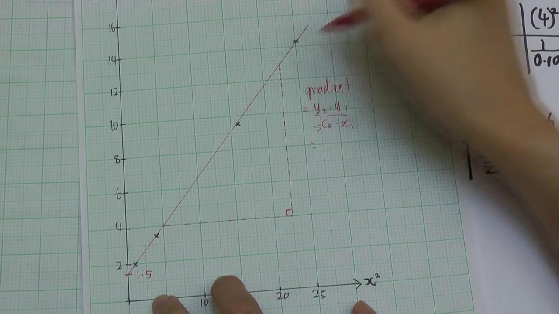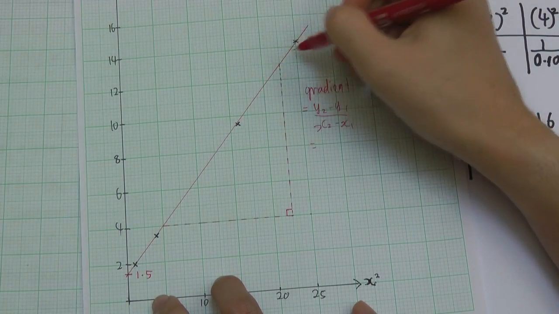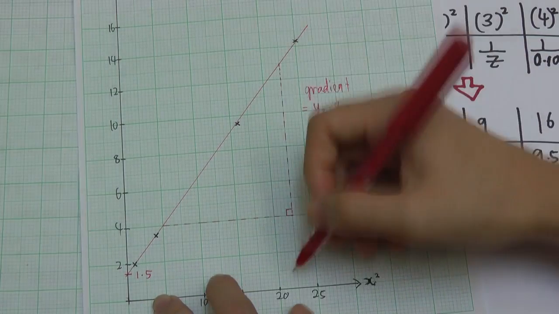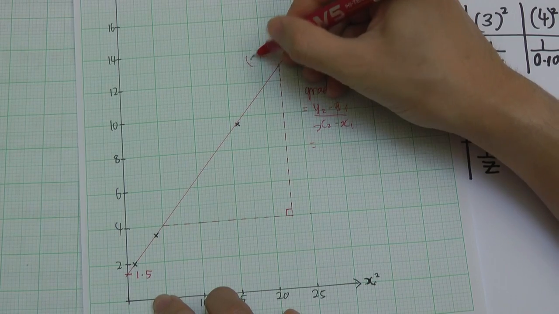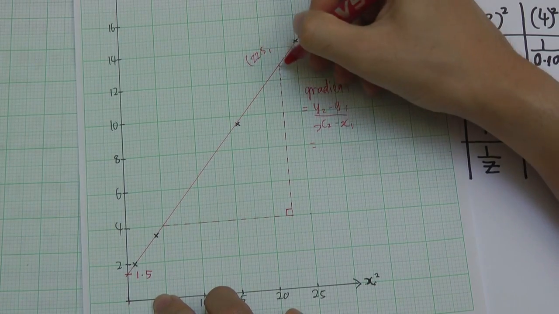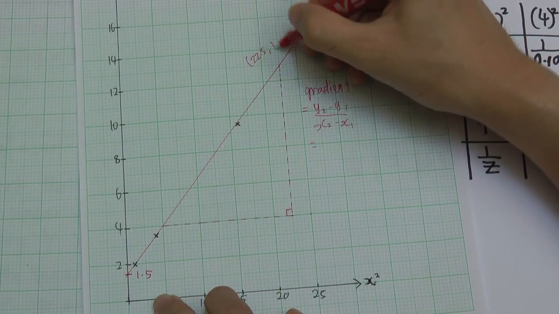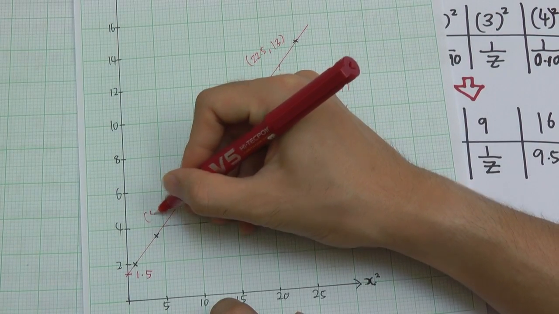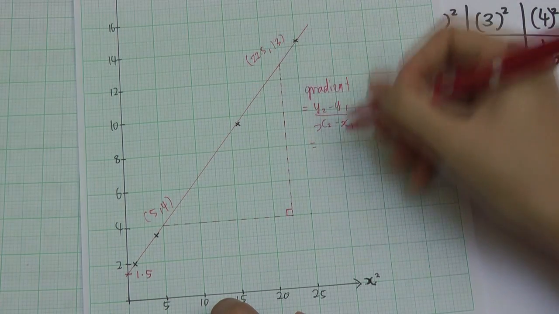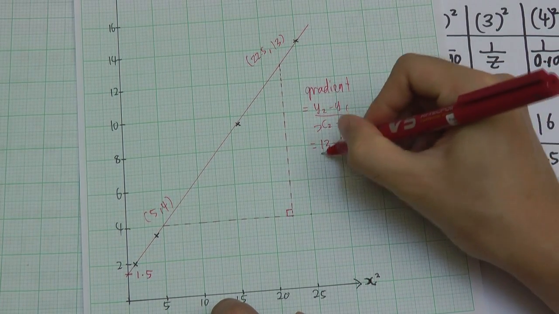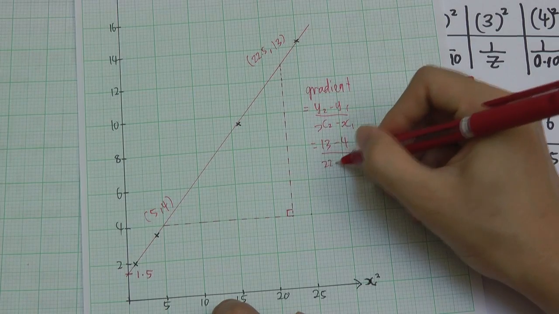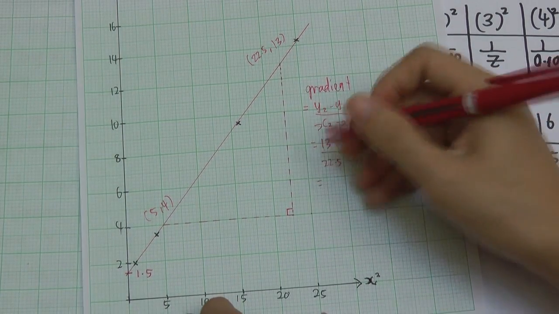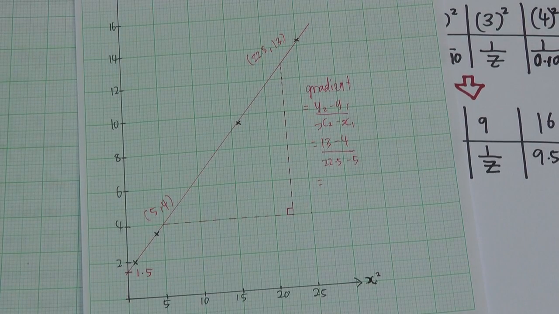Of course in the exam you shouldn't write out the coordinates, but here I want it to be easy to read, so I write out the coordinates for you. So this one is 22.5 and this is 13. This coordinate actually is 5 and 4. So I can use 13 minus 4 over 22.5 minus 5. Then I just press the calculator. I think I can get the correct answer.